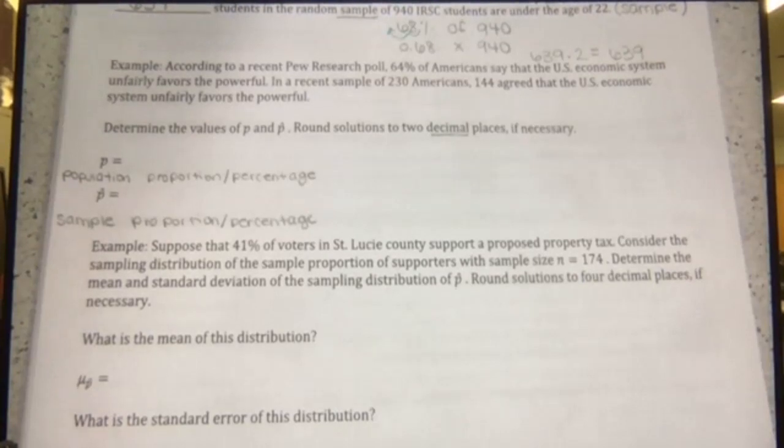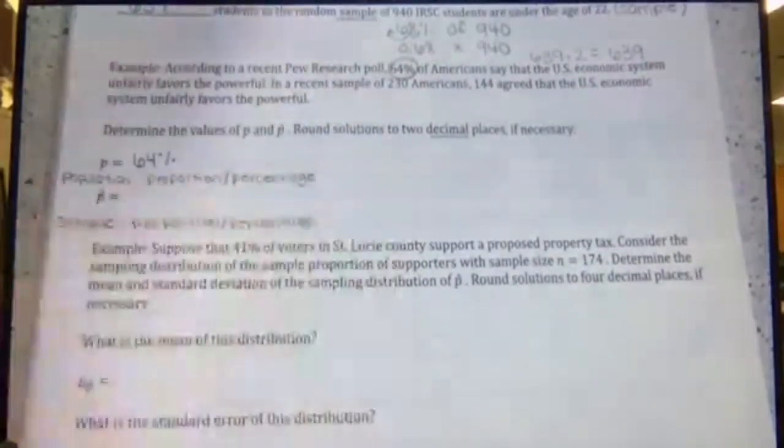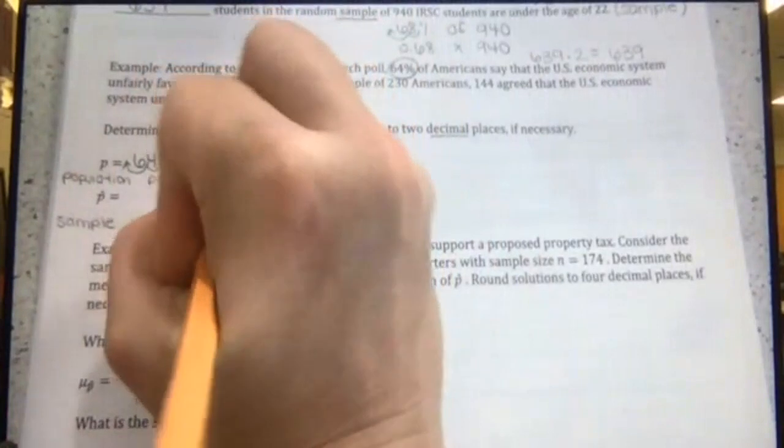Not silly. All right. So the question says, in a recent poll, 64% of Americans say that the U.S. economic system unfairly favors the powerful. So this is talking about our population. So that's going to be our P value. So 64%. Turning that percent into a decimal, moving our decimal 2 places to the left, would give us 0.64. Done. That's our P value.